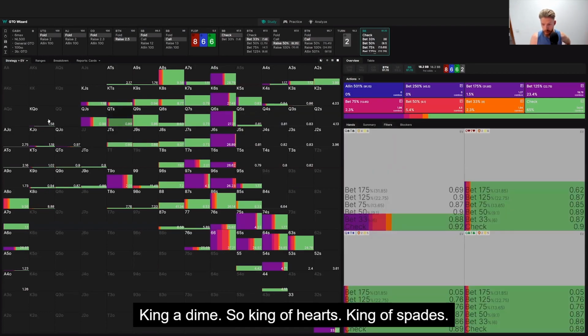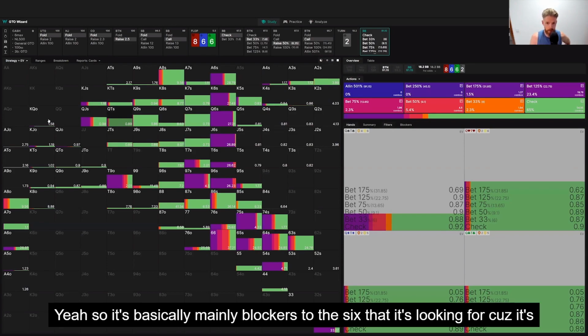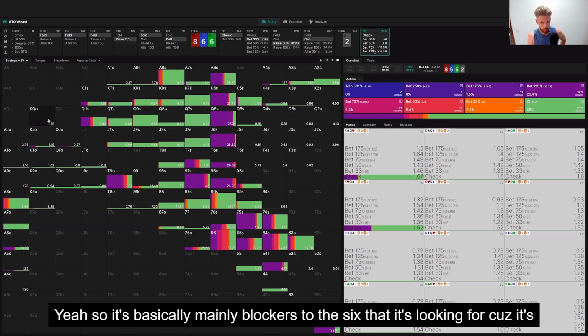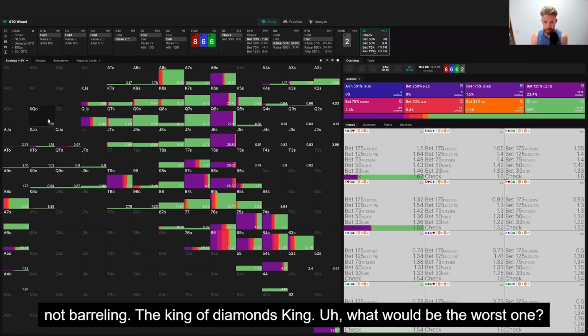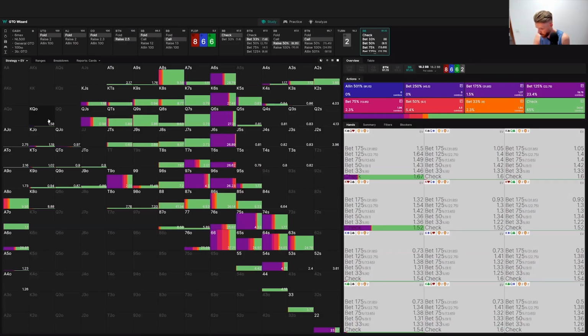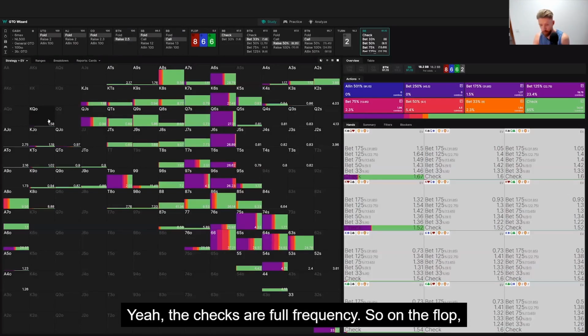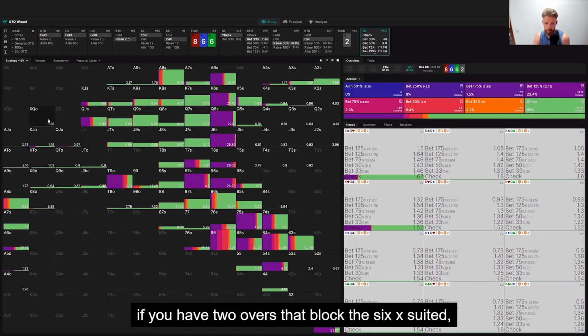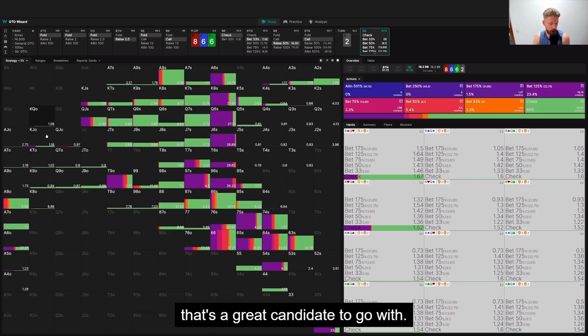King of diamonds. So king of hearts, king of spades. Yeah. So it's basically mainly blockers to the 6 that it's looking for, because it's not barreling the king of diamonds. What would be the worst one? King of diamonds, queen of clubs. Yeah, that checks a full frequency. So on the flop, if you have 2 overs that block the 6x suited, that's a great candidate to go with.